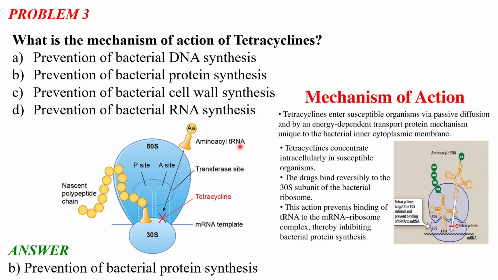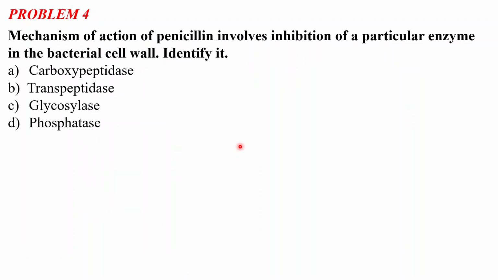So now I will go to the next problem. Problem number 4 says, mechanism of action of penicillin involves the inhibition of a particular enzyme in the bacterial cell wall. Identify this enzyme. Options are number A, carboxypeptidase, number B, transpeptidase, number C, glycosylase, and number D, phosphatase. Again, I will repeat, mechanism of action of penicillin involves inhibition of a particular enzyme in the bacterial cell wall. Identify this particular enzyme. Your options are number A, carboxypeptidase, number B, transpeptidase, number C, glycosylase, and number D, phosphatase.